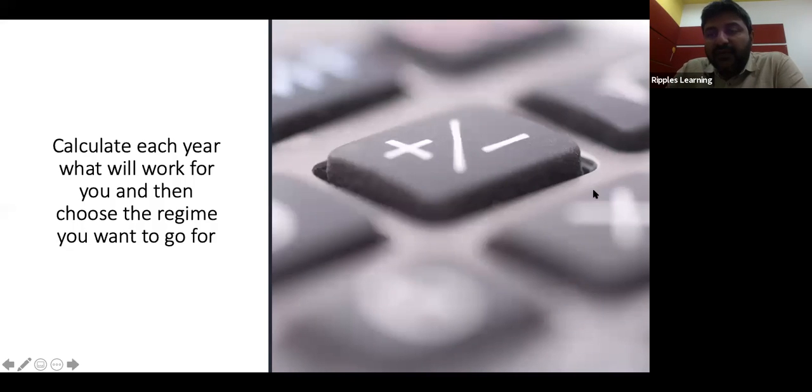So you don't have to use the new regime compulsorily, as I said. You have a choice between the old and new regime. Whichever works best for you, as I showed in case one and case two, you have to calculate your own tax and also guide employees in terms of what would work for them, and then choose what would work and what would not work.